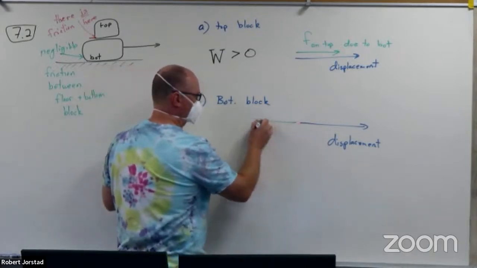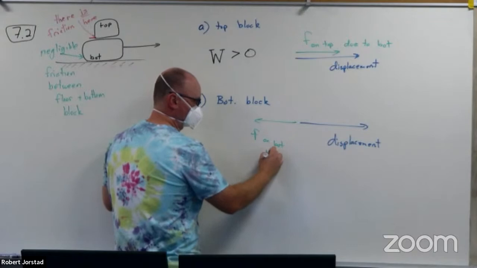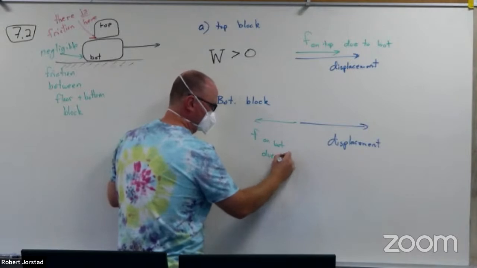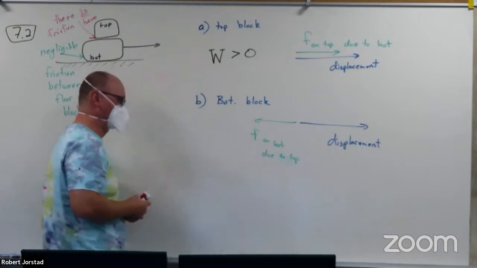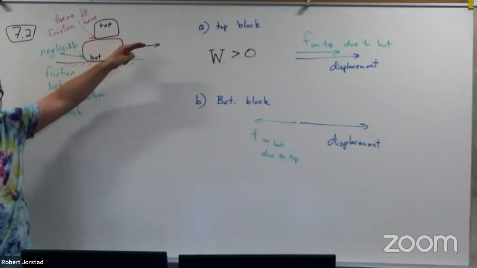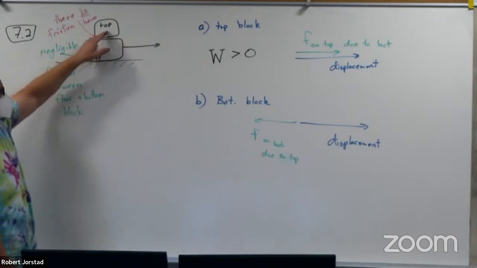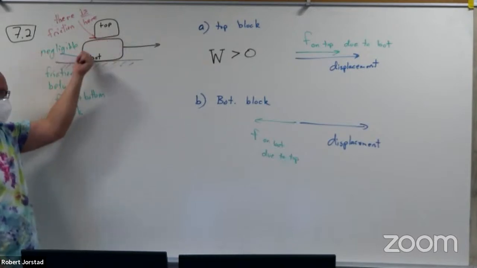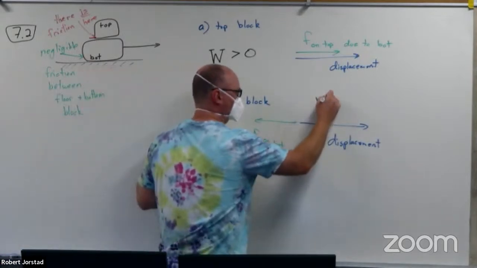Newton's third law. F on bottom due to top. Does that make any sense? I like to say it this way. Look, the bottom block frictions to the right on the top, or else it wouldn't go anywhere. Now I know frictions is not a verb, but it helps me. The bottom block frictions to the right on top. By Newton's third law, the top block frictions to the left on the bottom. What's the work done? Positive or negative? Got it?